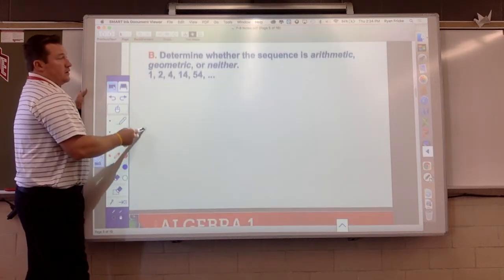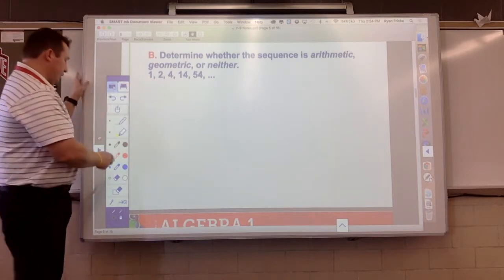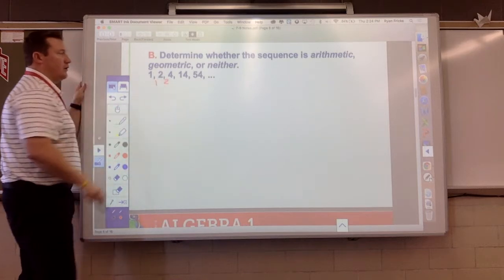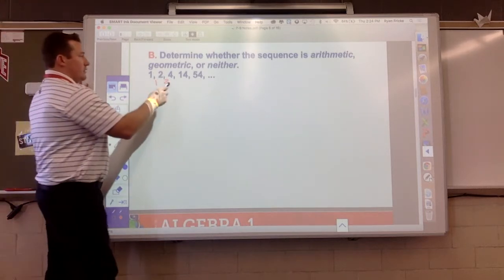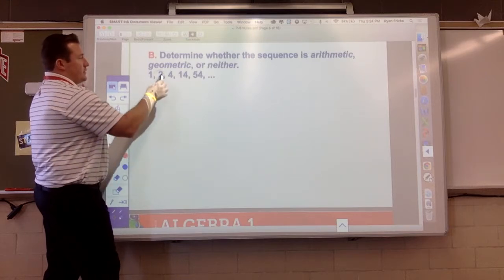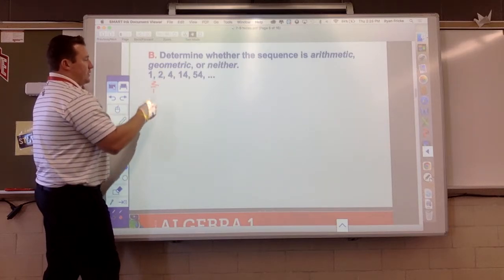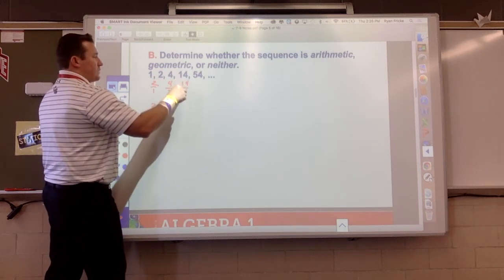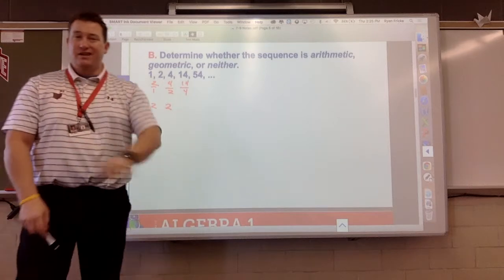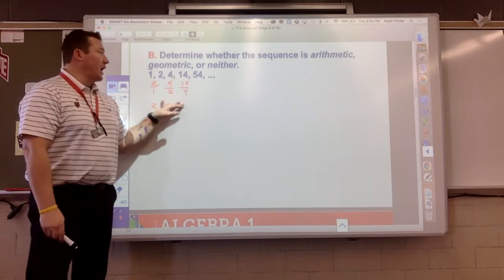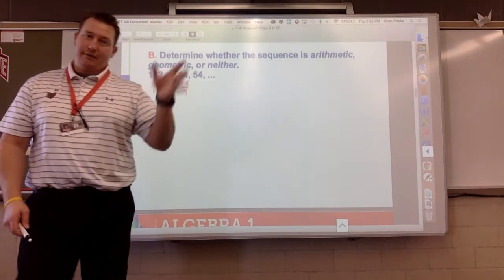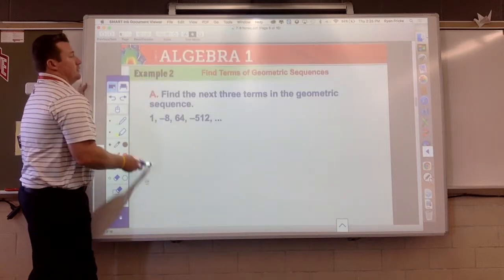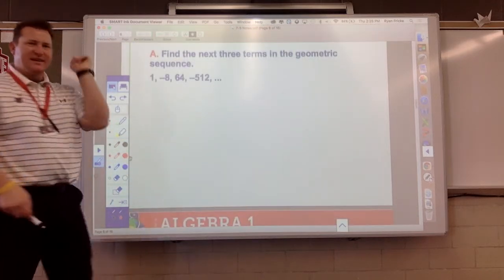All right, let's do our subtracting here. 2 minus 1 is 1. 4 minus 2 is 2. Don't need to go any more. You are not arithmetic. Let's look at geometric. 2 divided by 1 is 2. 4 divided by 2, there we go. And then I get this problem child: 14 divided by 4 is not 2. So this is neither. You are neither arithmetic nor geometric. Sorry, you lose. That's the end of the day. Time to go home. For you, not for me; there is still work to be done here.